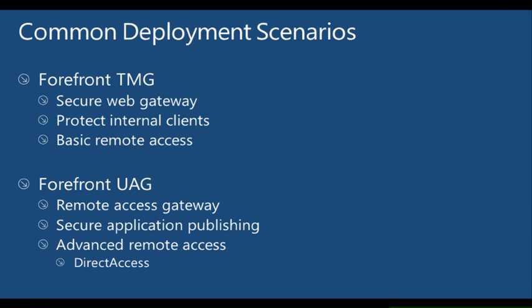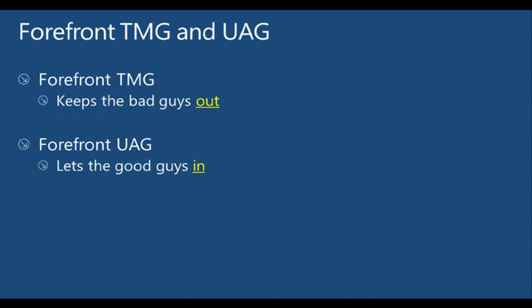Again, with regards to providing advanced remote access capabilities, it does serve as a direct access gateway, and there are some compelling reasons to deploy it for your direct access deployments that we'll talk about in the next couple of slides. At the very highest levels, you can think of TMG and UAG in this respect. Forefront TMG is really designed to keep the bad guys out of your network, and the Forefront UAG is designed really to let the good guys in. Make sense?